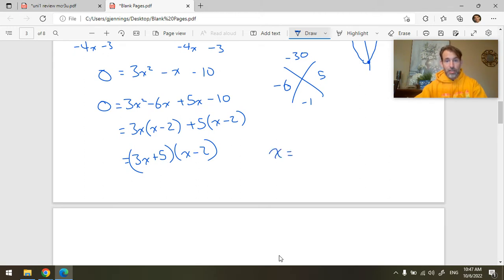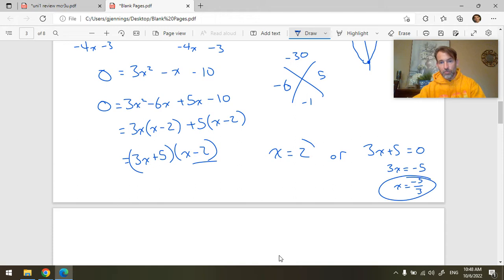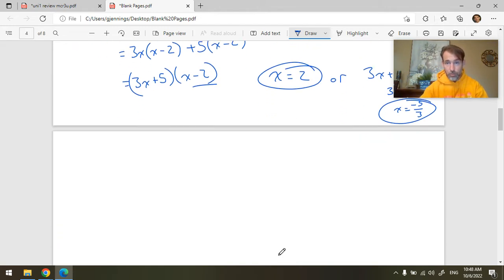So x is equal to 2. That's from this. Or 3x plus 5 equals 0. Subtract 5 from both sides. 3x equals negative 5. Divide both sides by 3. X is equal to negative 5/3. That's one x value. That's one x value. So let's write them out carefully again. X is equal to 2. You don't need to burn a whole piece of paper just to do these questions. You can write a little smaller and more organized than me. X is equal to minus 5/3.